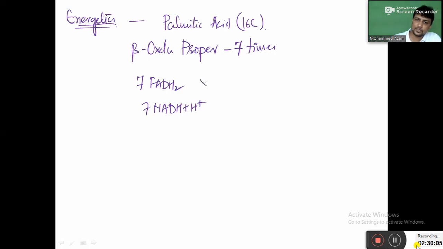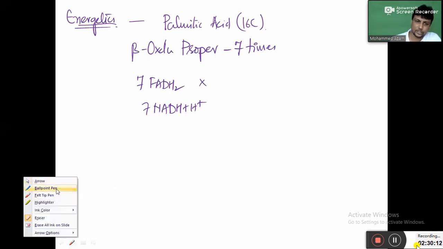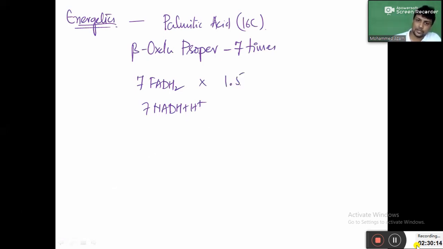From the very first class, we know that we get 1.5 ATP from each molecule of FADH2 and 2.5 ATPs from each NADH. Now multiply that: 7 into 1.5 will be 10.5 ATPs, and 7 into 2.5 will be 17.5 ATPs.